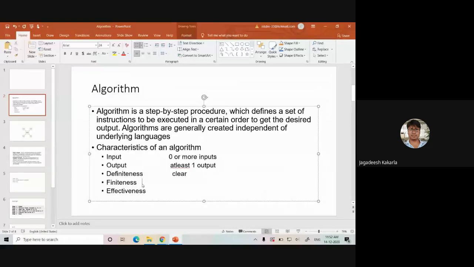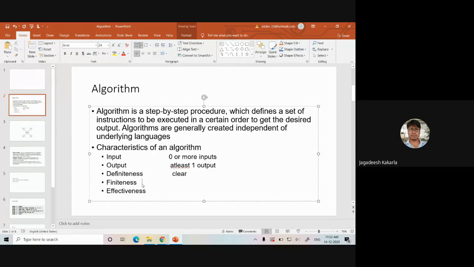Whether it is 2 hours or 2 days, that is not a problem. If you are writing a deep learning algorithm, it may take 2 days to train it. That's not a problem, but it should be some finite amount of time. Okay, is it clear?